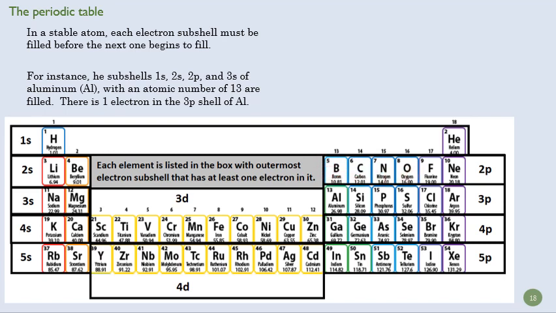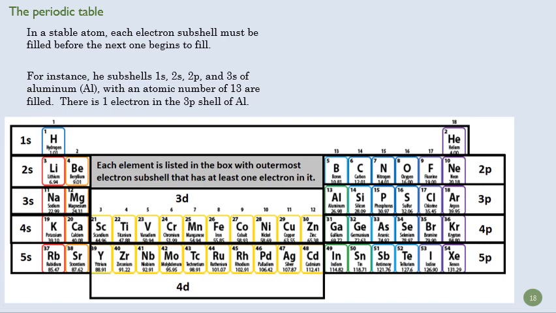So that gives us 10. The next 2 go in the 3s shell. And then finally, we have 1 electron in the 3p shell. And that's how we end up here. And so if we added 1 electron and proton to that, we'd have silicon and so forth.